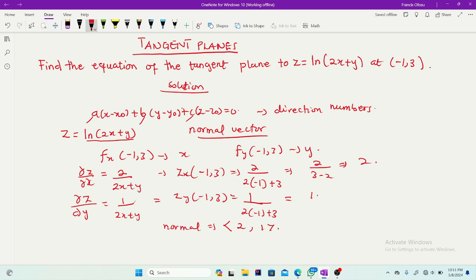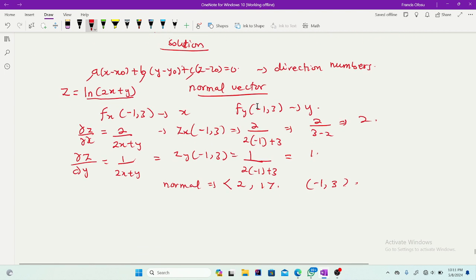So once we have our normal vector here, what do we need? We are only left with the point. And the point here is (-1, 3). In order to complete our equation, which is a plane, right? A plane is supposed to have x, y, and z components. Okay, so once we make z the subject, we are in the xy plane. So we can use these 2 points to find the equation of the plane.